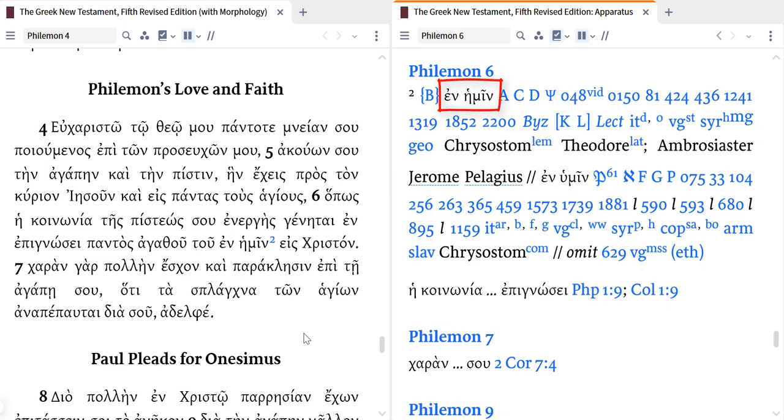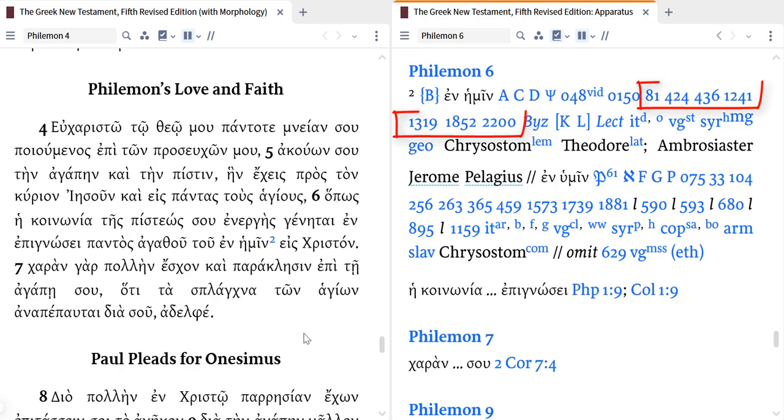Here we have the reading in the text. The grade is a B, so they're not quite as confident as they were on an earlier variant. No papyrus manuscripts are listed for this reading right here. Then we have the capital letter manuscripts. Again, those have a capital letter or a number beginning with 0. When you see this word "vid," it means that it appears that 048 supports this reading.